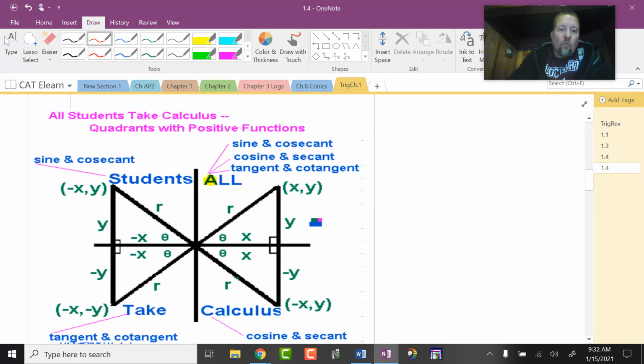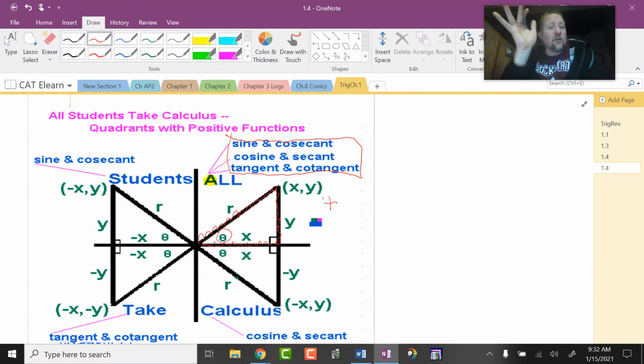When you're in quadrant 1, you're going to have a positive x, a positive y, and r is always positive. So if your angle measure is in quadrant 1, every single trig function of that angle will result in a positive ratio, because you have positive over positive. That's what all stands for. All stands for every single trig function of quadrant 1 angle measures will be a positive ratio.